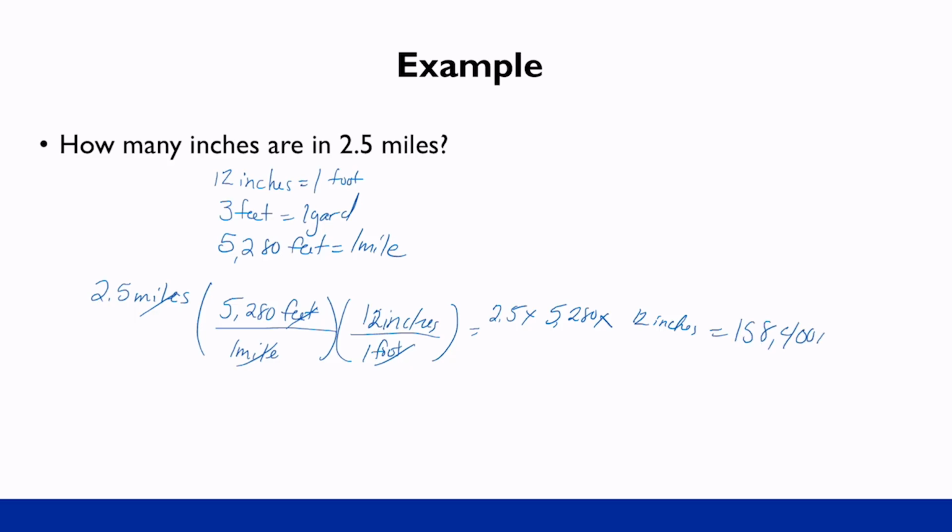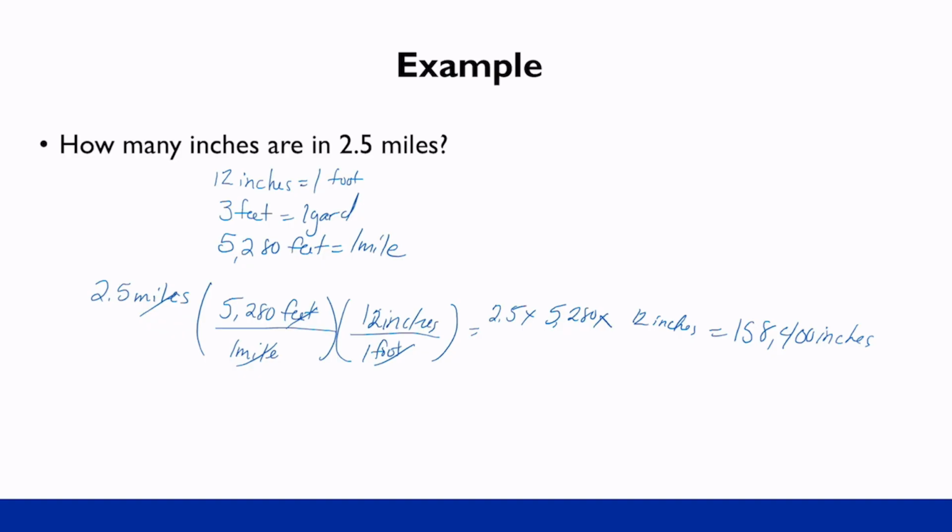158,400 inches. Now the next thing I need to do is write this number in the correct number of significant figures. And if we look back at our values used, well, we know that 12 inches is an exact number, so that isn't involved in our sig figs. And we look back at our original number in our problem, which is 2.5. So this tells me that I need to give 2 sig figs in my final answer.